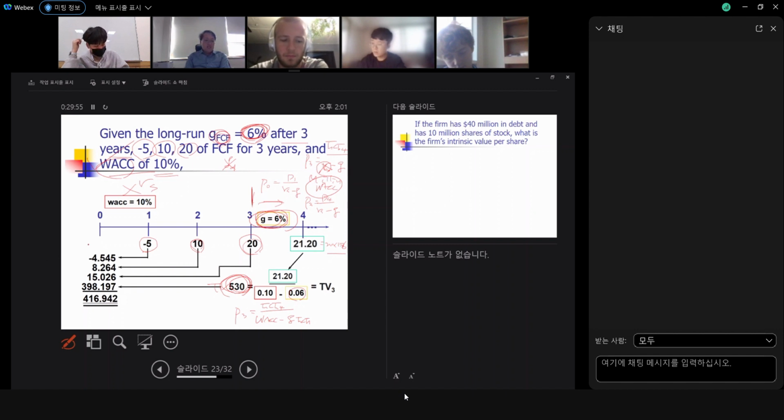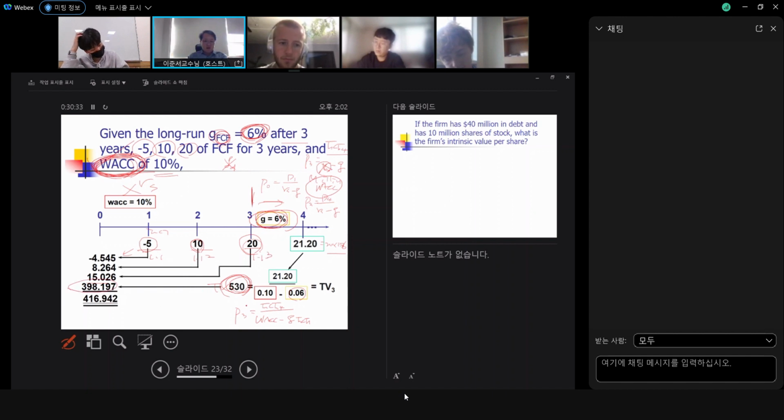Then the last step is to calculate the present value of each free cash flow, right? So negative 4.541 can be calculated by negative 5 divided by 1.1. The WACC is also used as the discount rate. 8.264 can be calculated by 10 divided by 1.1 squared. 15.026 can be calculated by 20 divided by 1.1 to the power of 3.